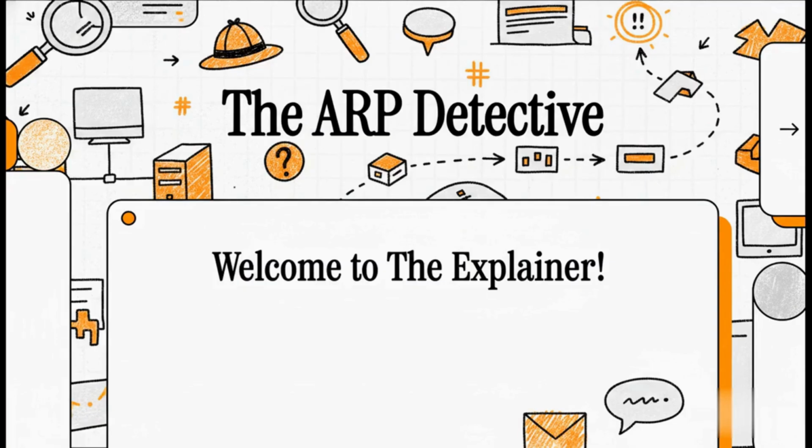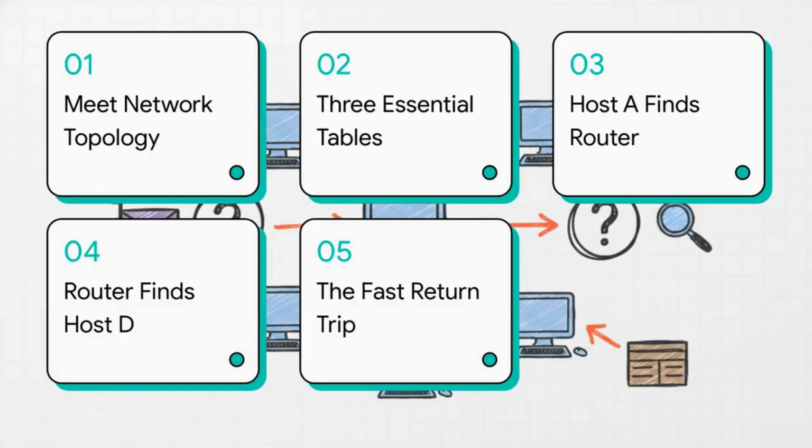Today, we're going to act as network detectives. We're going to track a single, tiny data packet on a mission to deliver a message across the network, and we'll uncover the invisible magic of exactly how computers talk to each other using something called the Address Resolution Protocol, or ARP for short. Here's our roadmap for this deep dive.